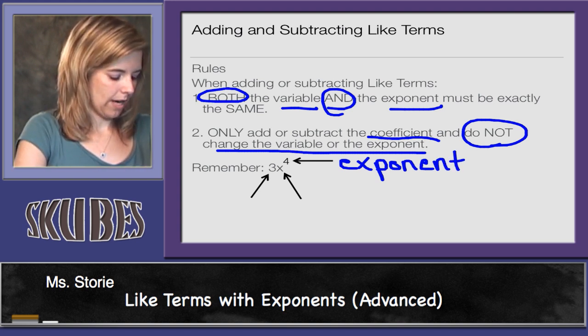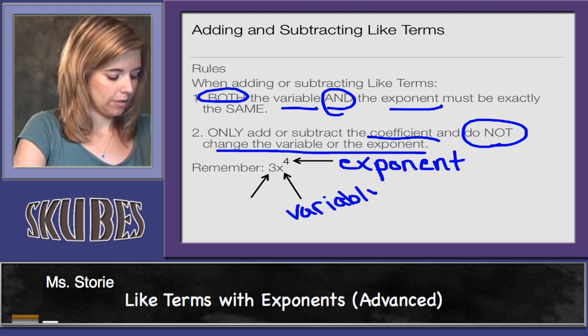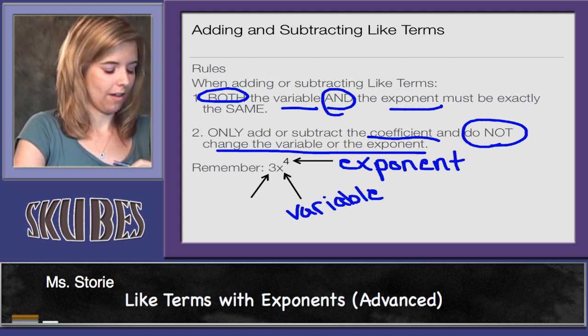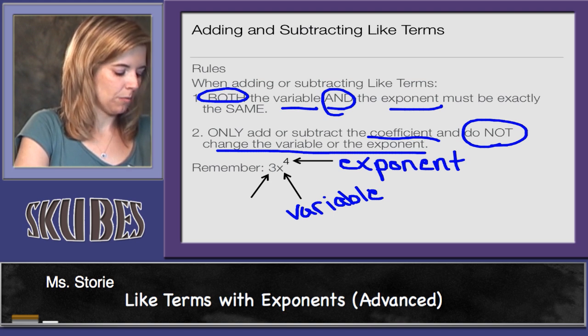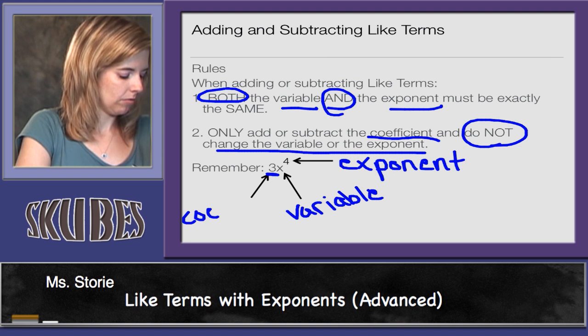Your variable is your x. It could be y, it could be z, it could be q, whatever the alphabet letter is. And then the number that comes directly in front of the variable is called the coefficient.